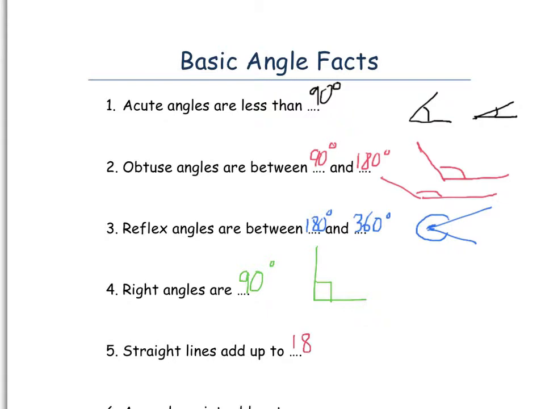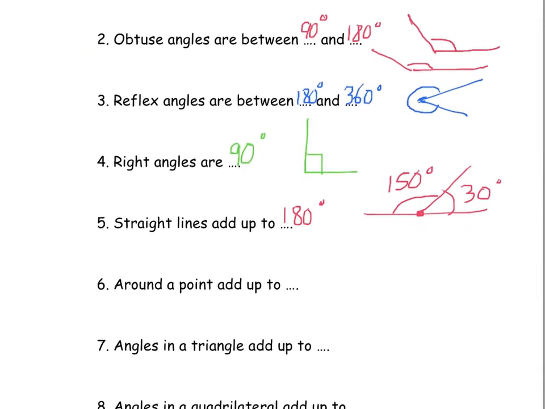Angles on a straight line add up to 180 degrees. So if we've got one angle on a straight line, let's say this is 30 degrees, we can find the other angle by thinking, what do we add to 30 to get up to 180? And that is 150 degrees.